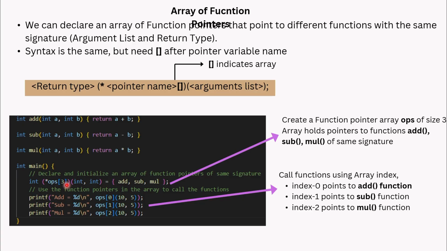Okay, so like how you access an array of variables or integers or anything, you can call like this. OPS0 means it will call the first function and you can pass arguments like this. OPS1 is the second one, the sub function. You can pass arguments like this. You can call the functions based on the indexes. So it is the same way as an array of any data type.